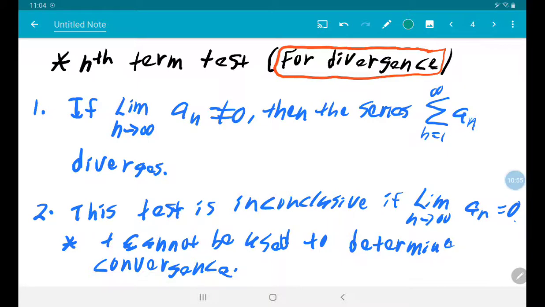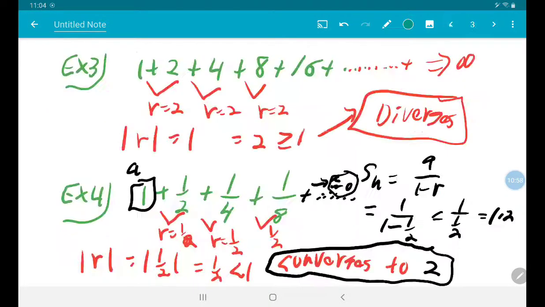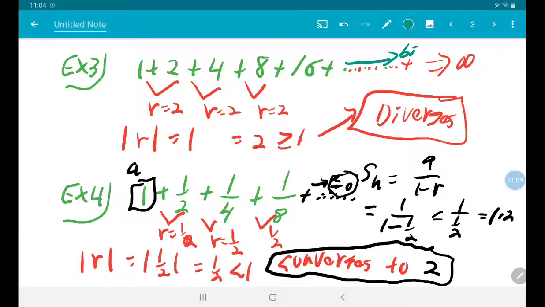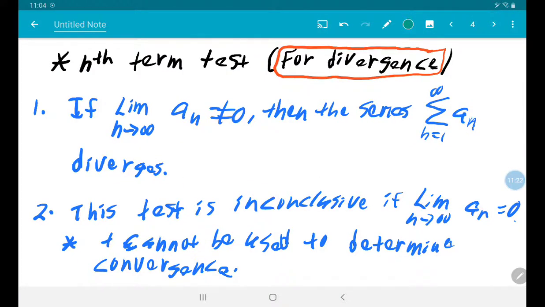then the series diverges. That basically means this: if I'm going out and out and out, and I keep adding numbers, and all these numbers keep getting big to where they're not 0, it means that I'm adding something of consequence. I am changing the value. It diverges. So, and then this test is inconclusive if the limit is equal to 0.